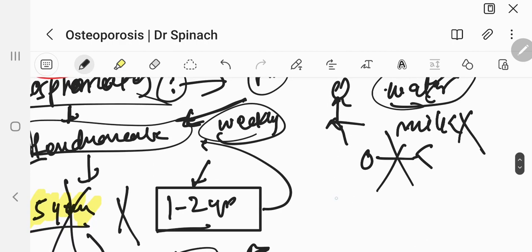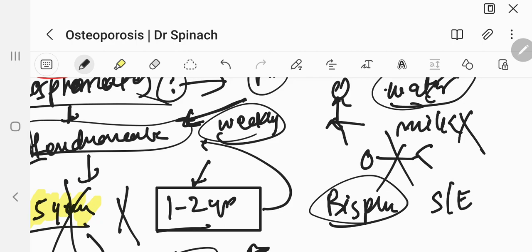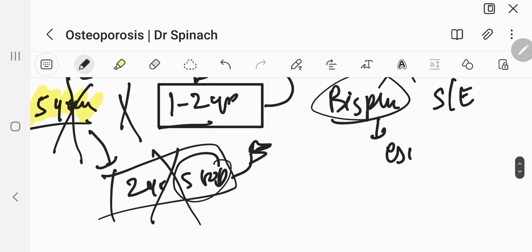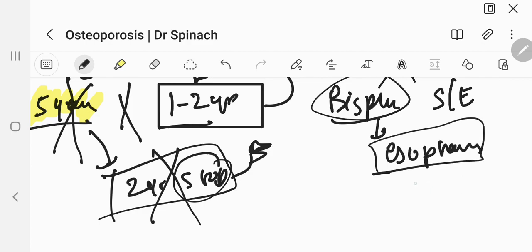Why do not lie down? Because bisphosphonates have a very important side effect, that when it comes in contact with the esophageal or any mucous membrane, so the esophageal membrane, the outer layer of the esophagus, what will happen is it can actually perforate it, and we don't want it.